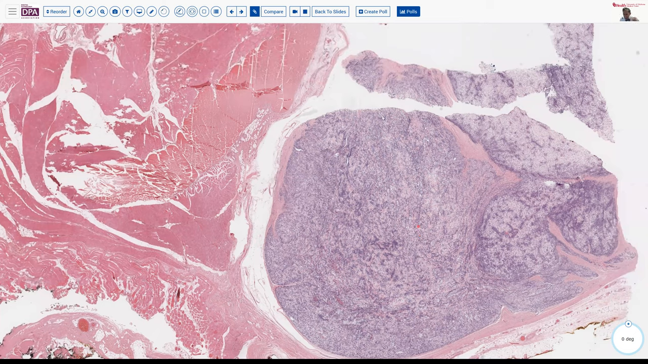Okay, so I've got a couple of questions going back to the cardiac case. Good thinking on this lesion.